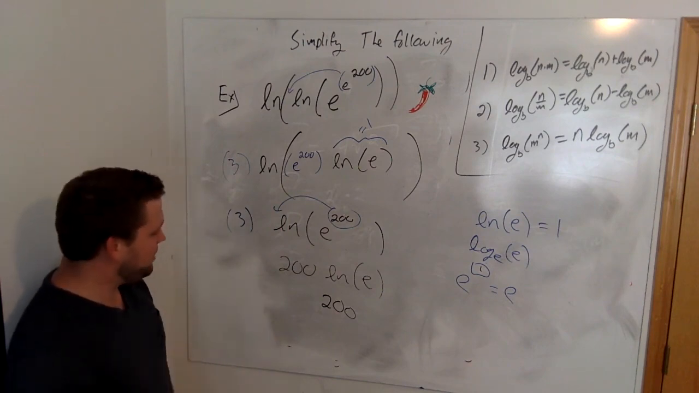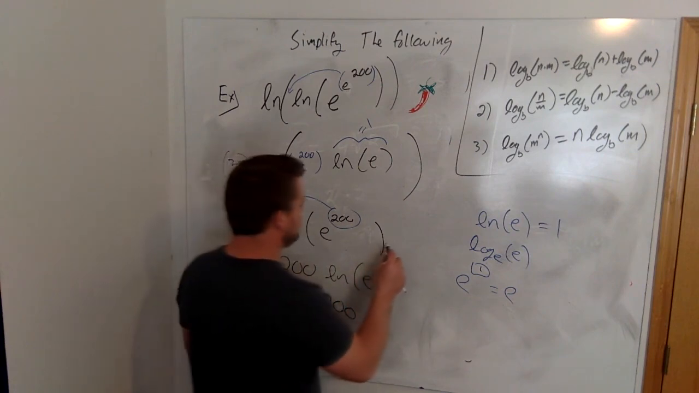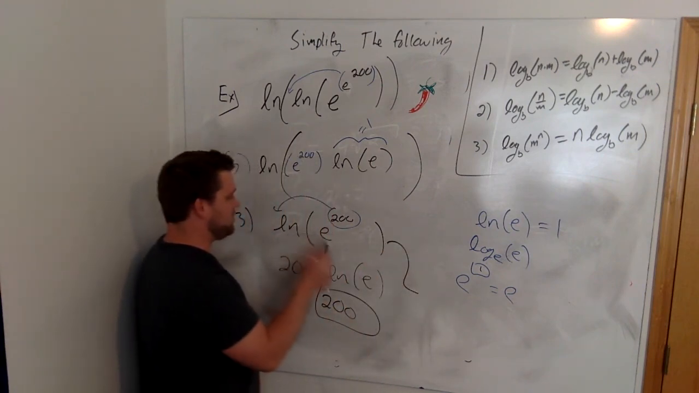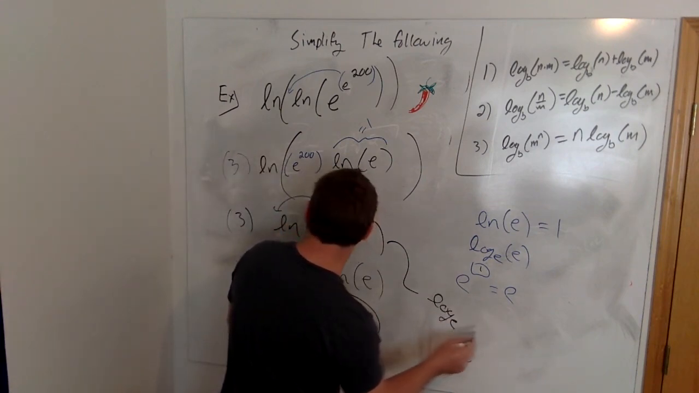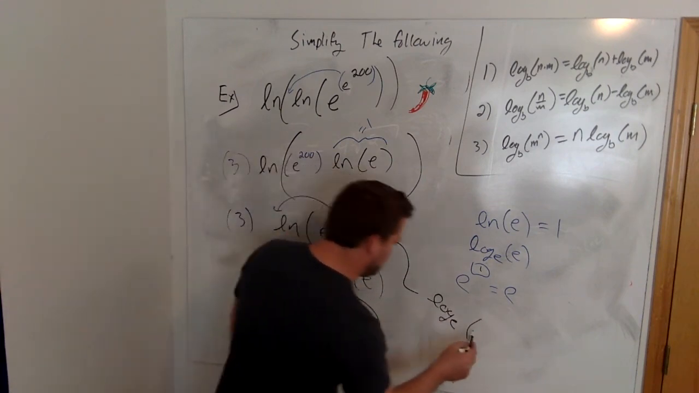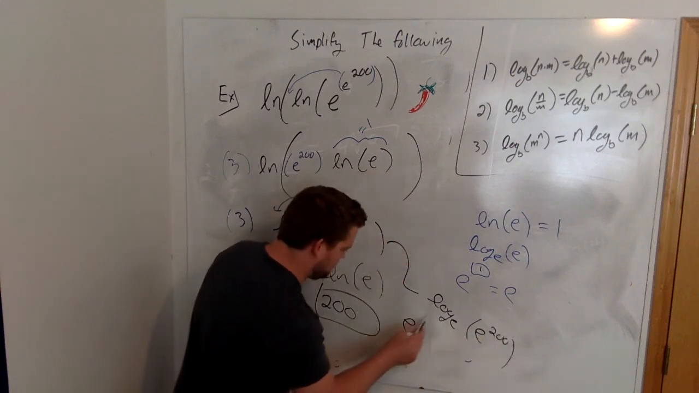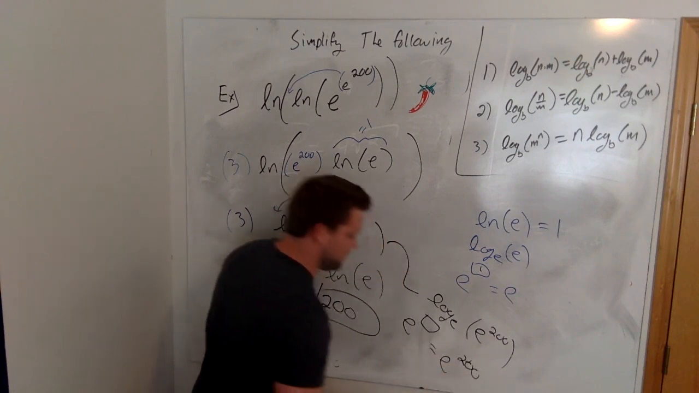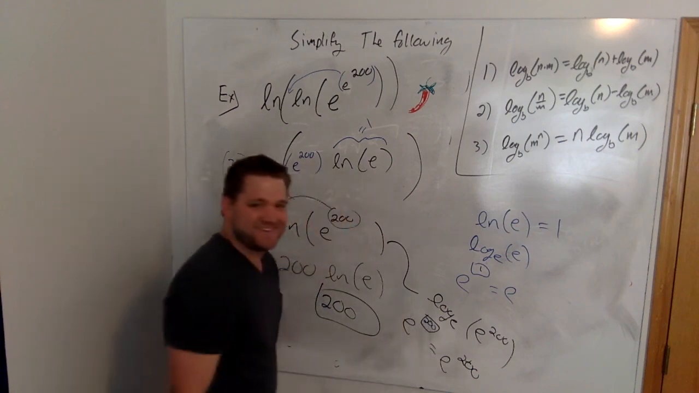The answer's 200. If you didn't want to bring that 200 out front, just think about what this is asking. The natural log of e to the 200 is log base e of e to the 200. So this says e to what power gives you e to the 200? Well, I hope you believe it's 200.